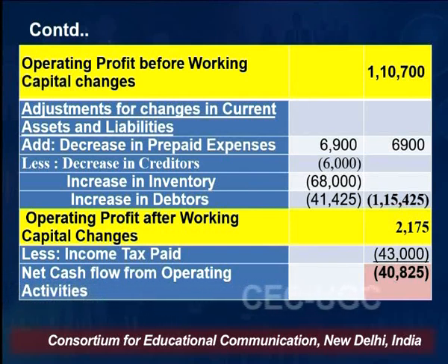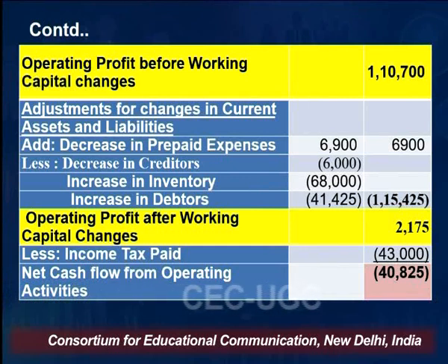Increase in inventory means you must have made some purchase of inventory, that is why it is also regarded as a cash outflow. And lastly, increase in debtors. If you have an increase in debtors, then obviously goods must have been sold, goods must have gone, and that value comes to be 41,425.